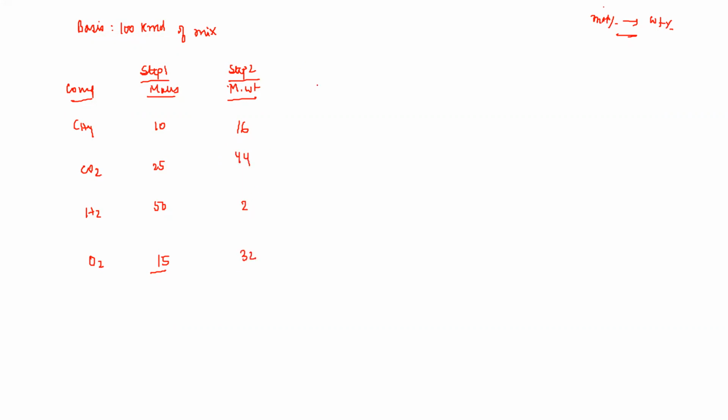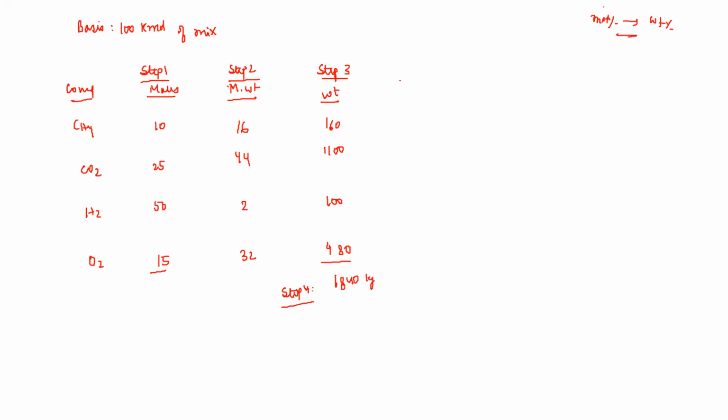Then we have to calculate the weight. Step 3 is to calculate weight. So weight is nothing but moles into molecular weight. So this is going to be 160, this is going to be 1100, this is going to be 100, and this is going to be 480. Next step, calculate the total weight. The total weight is going to be 1840. You add all of these, so you'll get the total weight as 1840 kg.